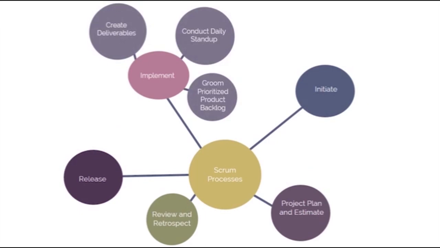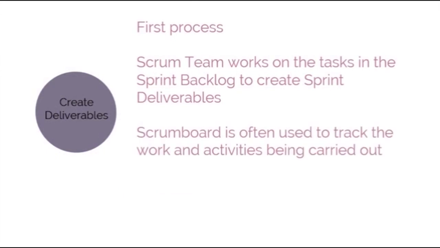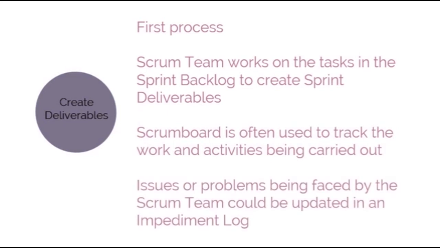The first process in the implement phase is create deliverables. In this process, the Scrum team works on the tasks in the sprint backlog to create sprint deliverables. A Scrum board is often used to track the work and activities being carried out. Issues or problems being faced by the Scrum team could be updated in an impediment log.